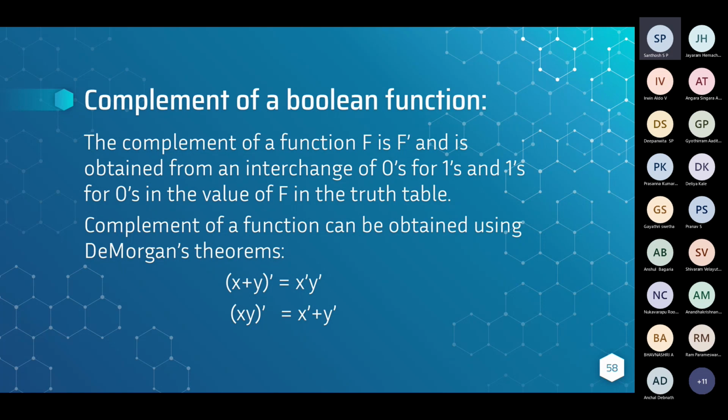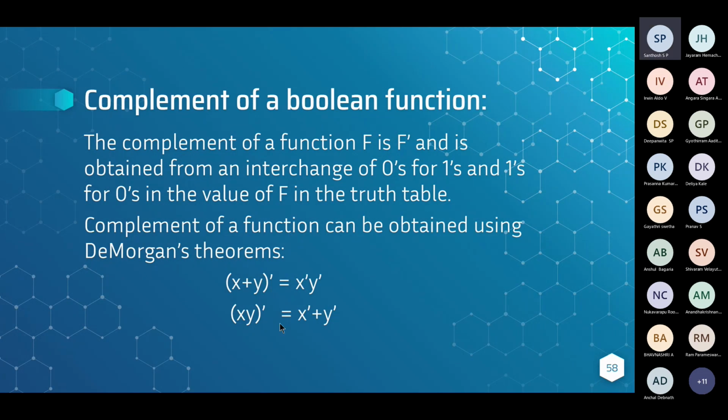Okay, to get the complements of functions, we can use the De Morgan's theorems, which Jairam discussed on the previous slide. The theorem we'll be using is (x plus y) whole complement equals x complement and y complement. So if we have two input variables x and y, and we first consider the OR operation between them and complement the output, we get the same as the AND operation between the complements of the individual variables. It is the same output which we'll get if we consider the AND operation between x dash and y dash.